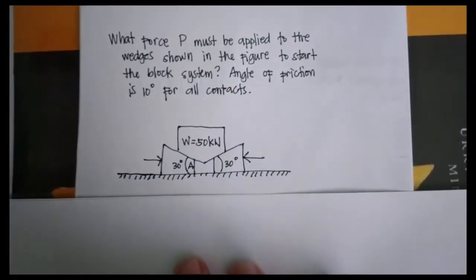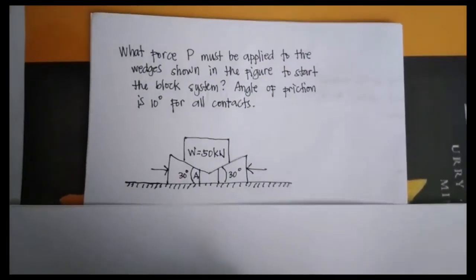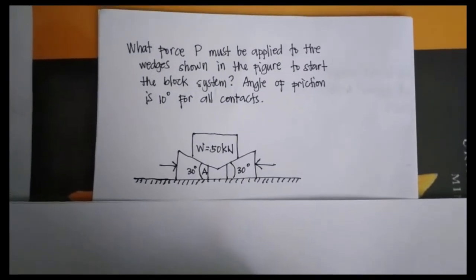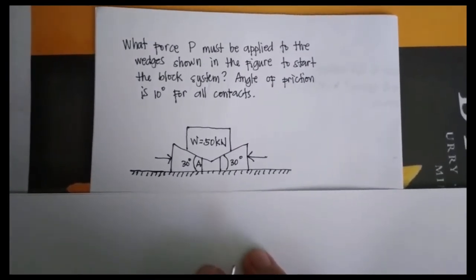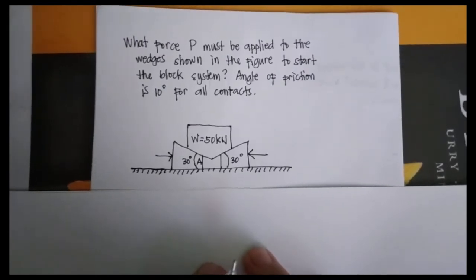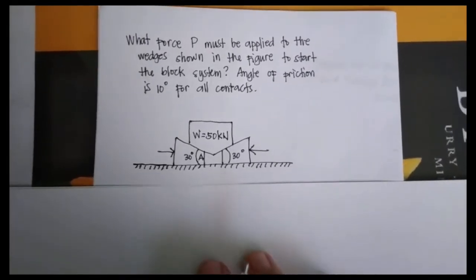This is our third example problem about wedges. The problem states that what force P must be applied to the wedges shown in the figure to start the block system. Angle of friction is 10 degrees for all contacts.